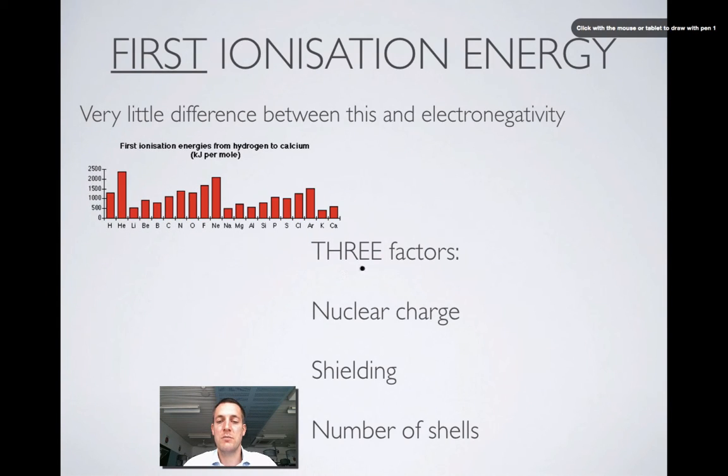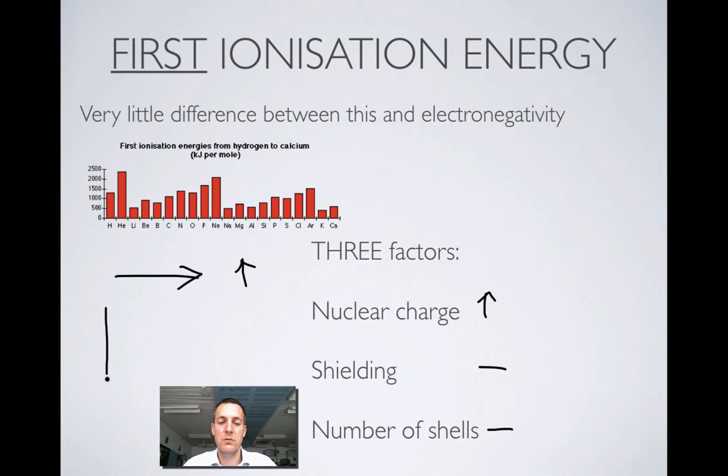Again, let's see if we can explain this in terms of our three factors. Well, what's happening as we're going across a period from left to right? The nuclear charge, as we've seen before, is increasing, the shielding is staying the same, the number of shells isn't changing, so this is the only factor that we're really concerned with. If the nuclear charge increases, stronger attractions, harder to remove electrons, more energy needs to be put in. So as we go across a period, there's this upward trend of ionisation energies.